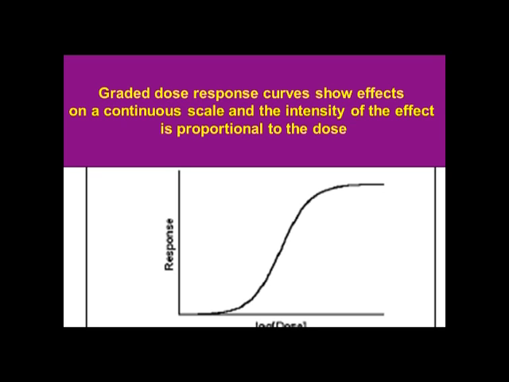As I told you, a graded dose response curve shows effects on a continuous scale. So it's mostly sigmoidal in nature and is proportional to the dose. So 5 milligrams of a particular drug will bring down systolic blood pressure by 30 millimeters and diastolic pressure by 20 millimeters on an average in a population.